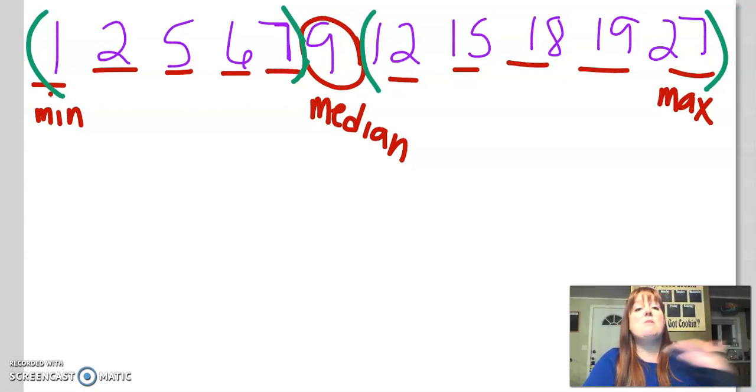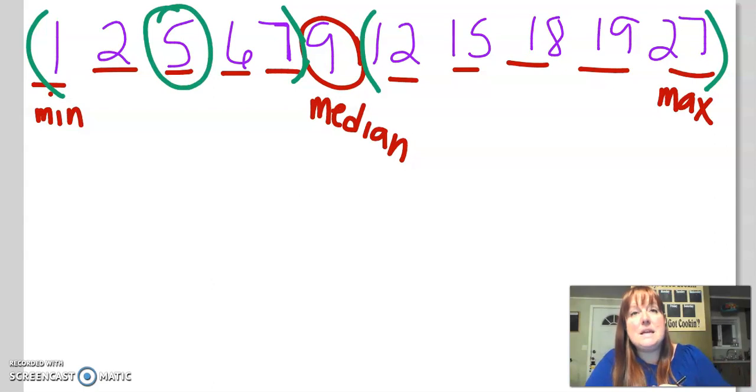Now we treat each of these top and bottom separately as if they were their own set of data, and we find their middle number or their median. So what is the median? If this right here was my whole data set, what would the median of this data set be? Well, I'd go, the middle number would be 5, right? So in this case, the median of the bottom is 5. So that means that this is my first quartile.